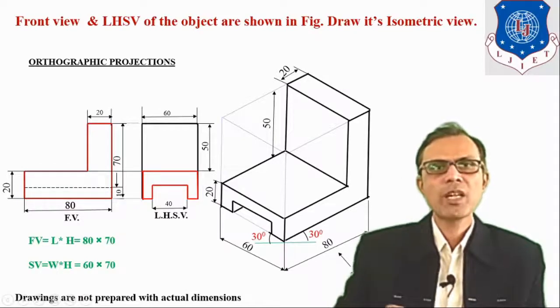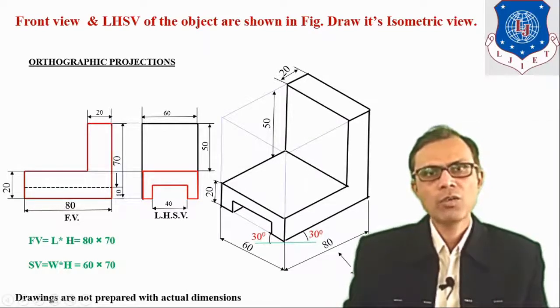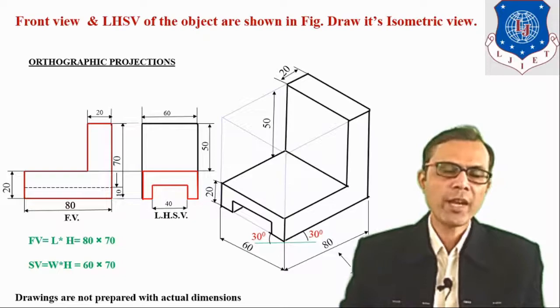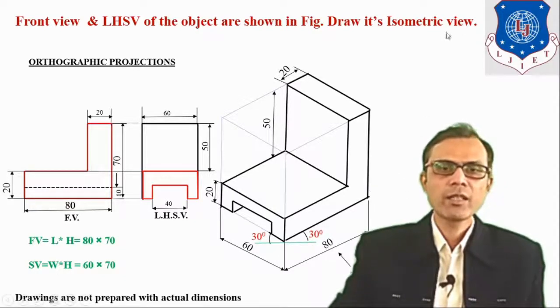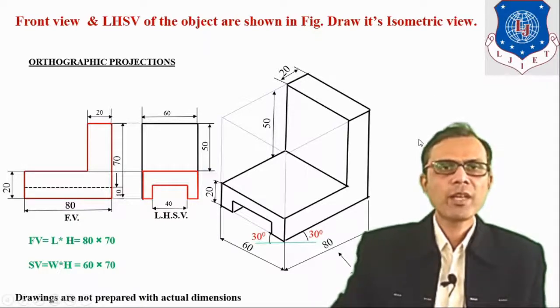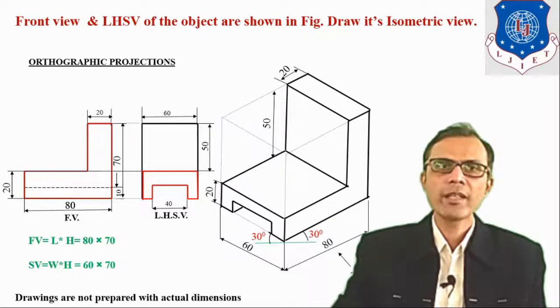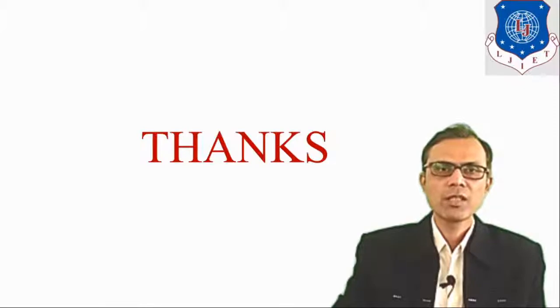So it's a complete procedure of how the isometric view of any object can be prepared. One important point is that in place of isometric view, if isometric projection is asked, then it is necessary to prepare an isometric scale. And from the isometric scale, we have to find out the isometric length for the given dimensions. Thank you very much for watching.